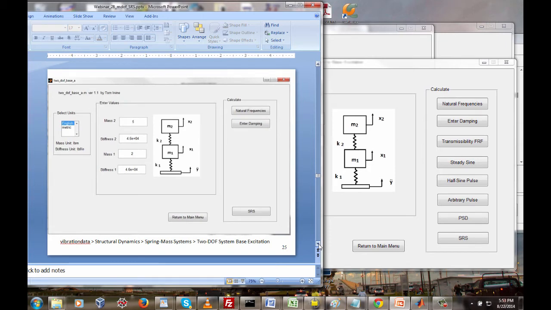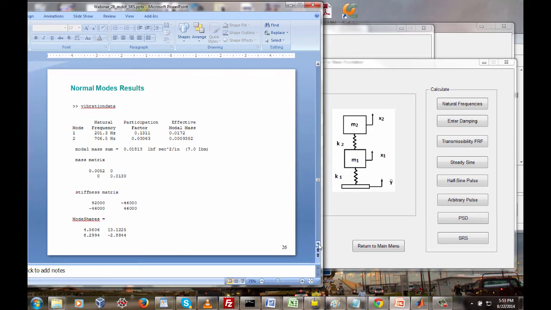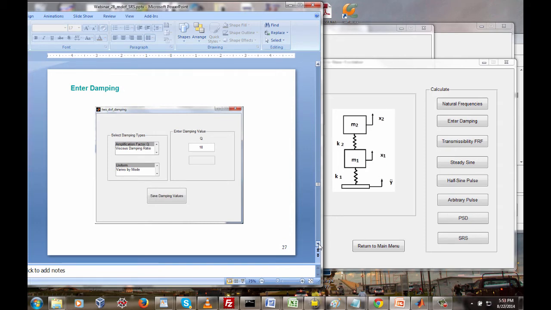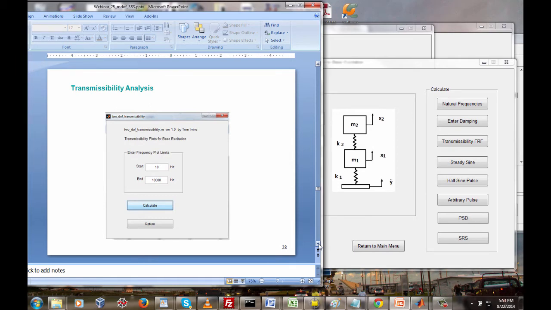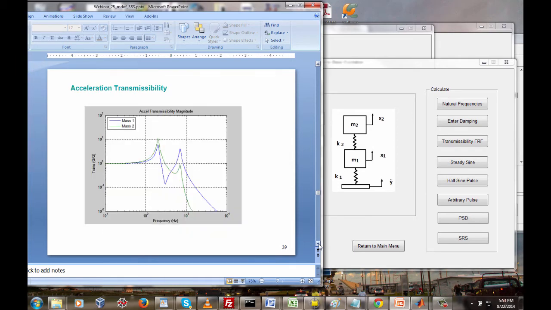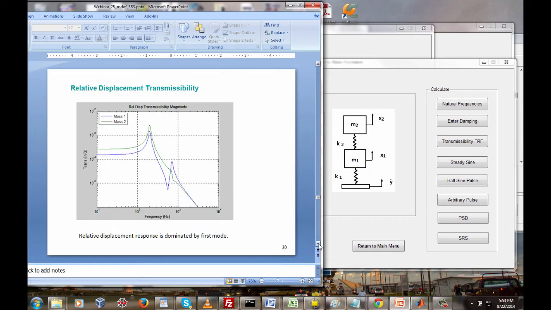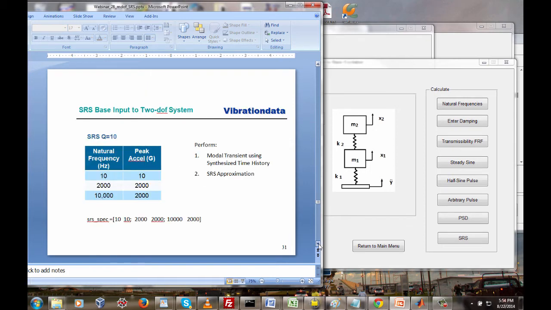Okay, then this shows you how to put those values into the GUI software that we just ran. And then we've already seen these. These are the normal mode results. Then we entered in the damping in the GUI package. We did the transmissibility analysis, and you've already seen this plot here, and you've already seen this relative displacement transmissibility as well, where the relative displacement response is dominated by the first mode.